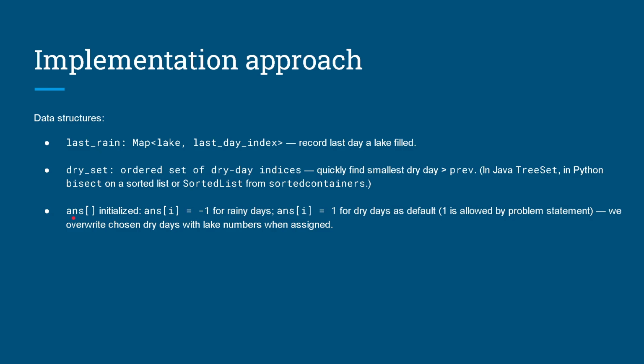For the result, you will have the answer array: answer at i equal to -1 for the rainy days, and answer at i equal to 1 for the dry days as a default. Then we will accordingly overwrite it with the dry day chosen for avoiding the lake flooding, when we reassign the value.